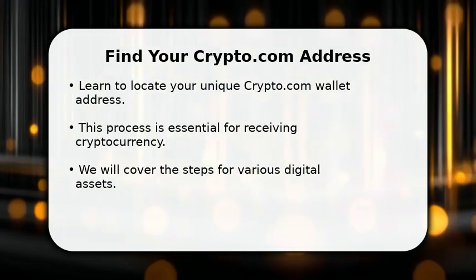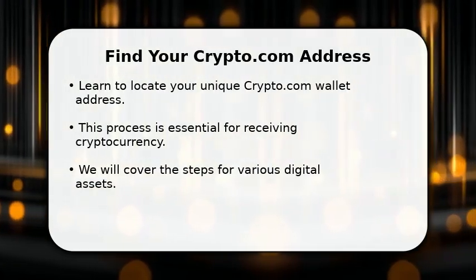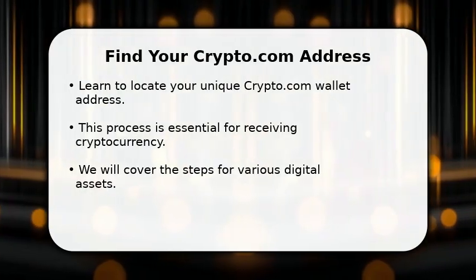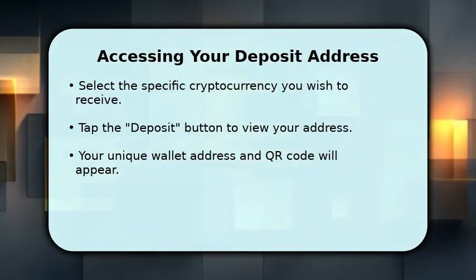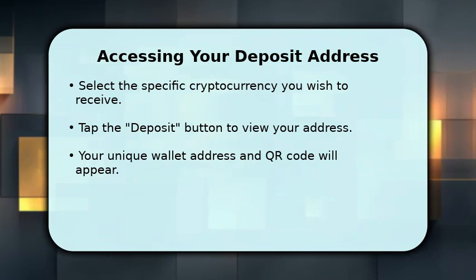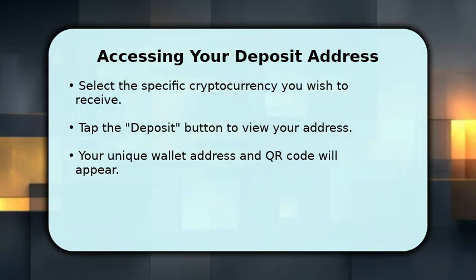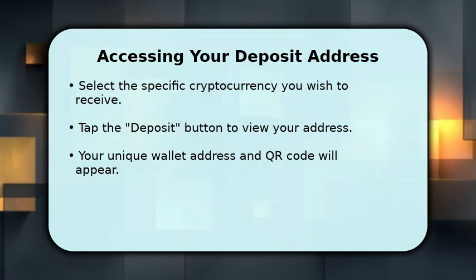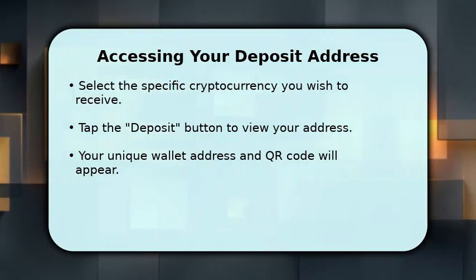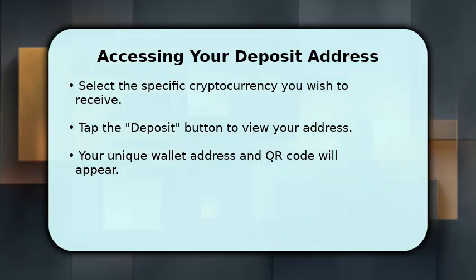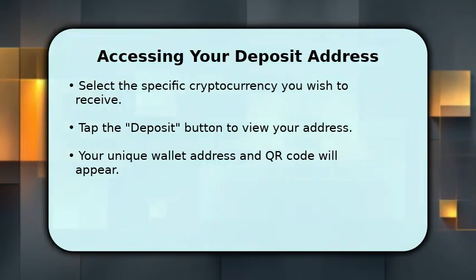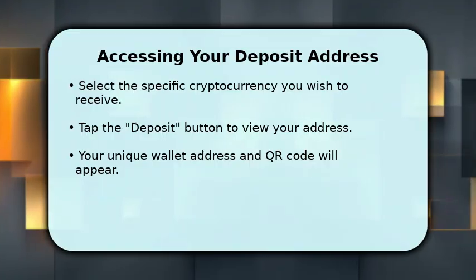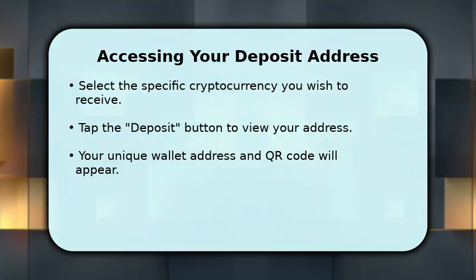We will then select the specific digital asset for which you need the deposit address. Once you are in the Accounts tab, scroll through your list of cryptocurrencies and tap on the one you want to receive. For example, if you are expecting Bitcoin, select Bitcoin. After selecting, you will see a Deposit button. Tap this to reveal your unique wallet address and a corresponding QR code. This address is crucial for anyone sending you funds.